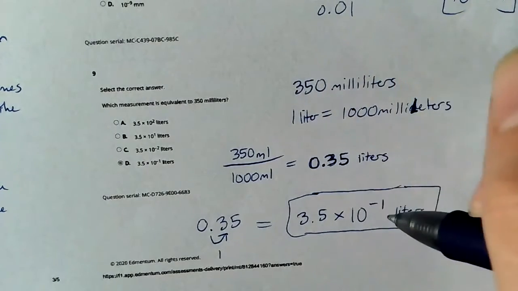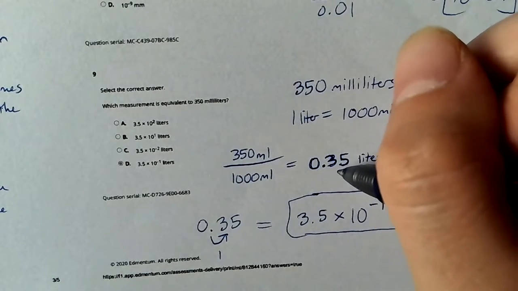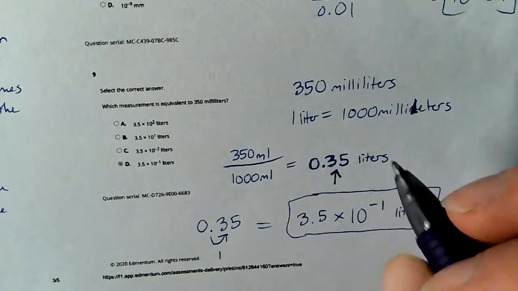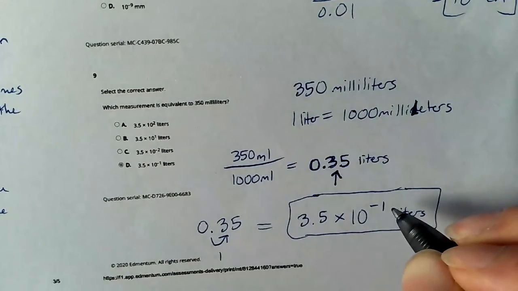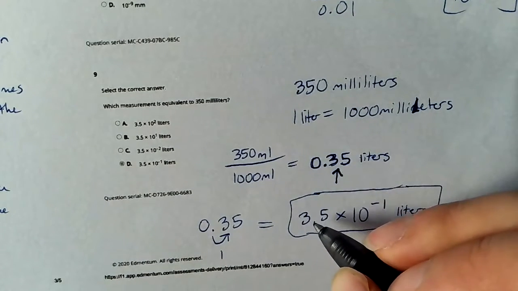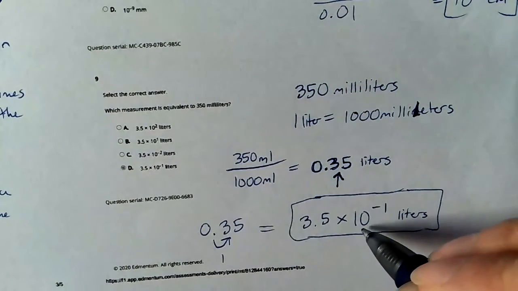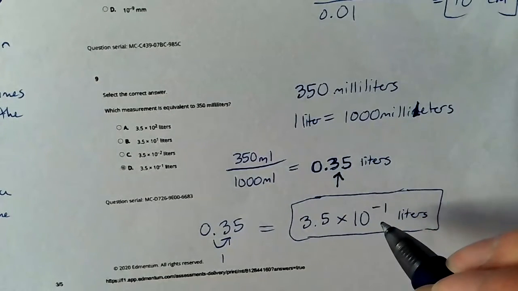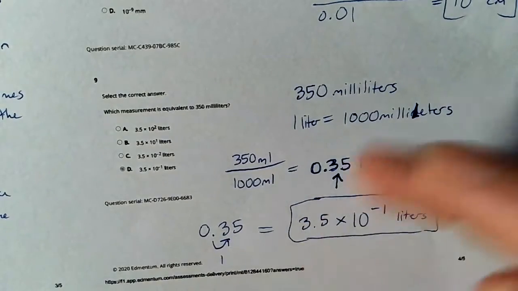But we need that in standard notation. So we want the decimal point right there. 3.5 will be what we start out with, times 10 to something. This decimal point needs to move to the left. So that'll be 10 to the negative 1 liters. 3.5 times 10 to the negative 1 liters. Okay.